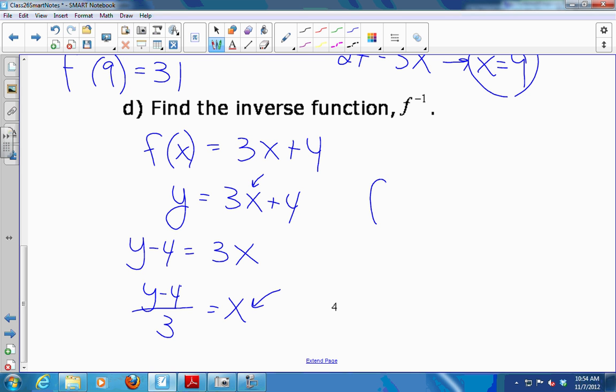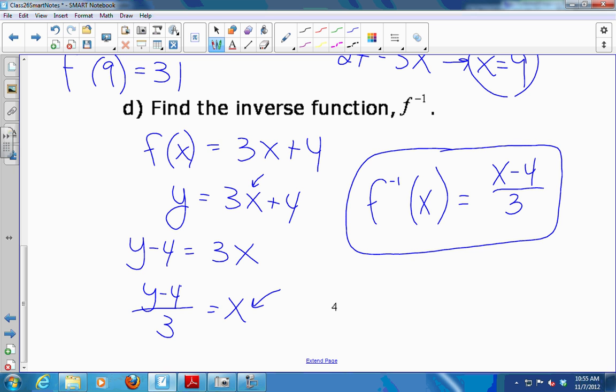So when I write f inverse, I rename the y with an x and the x with a y. So this is going to be x minus 4 over 3. So f inverse of 31 would still be 31 minus 4 over 3, which is 9. And it kind of makes sense because inverse functions swap the role of input and output. So we should call the x's y's and the y's x's.